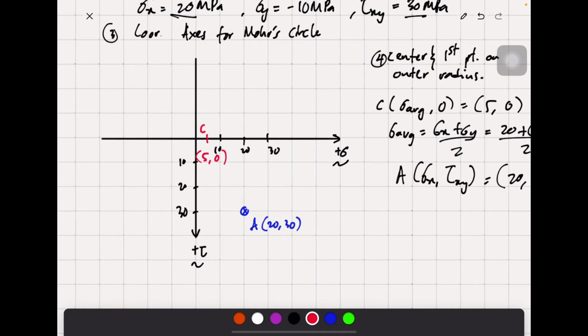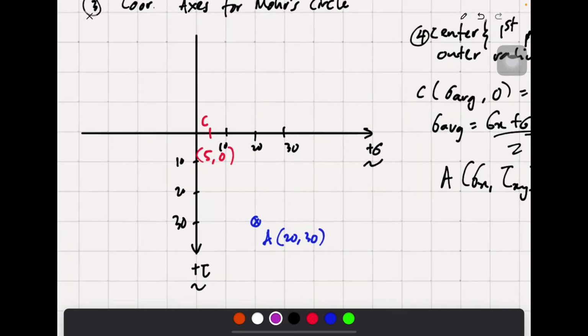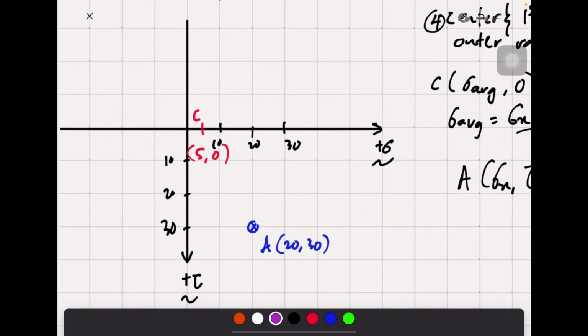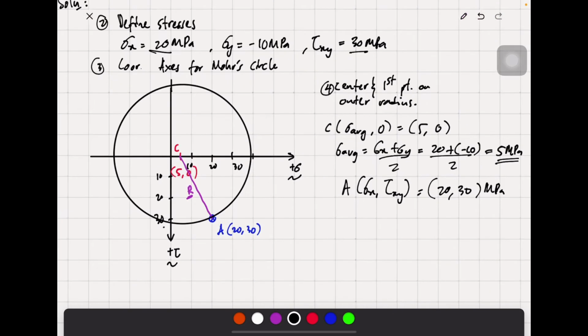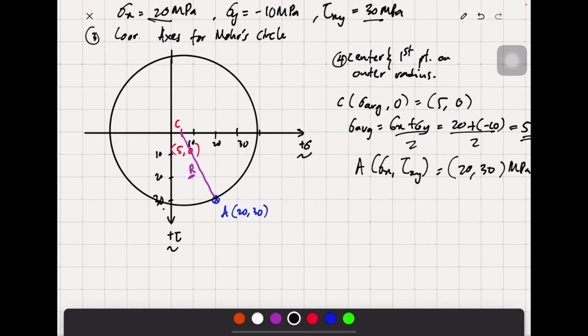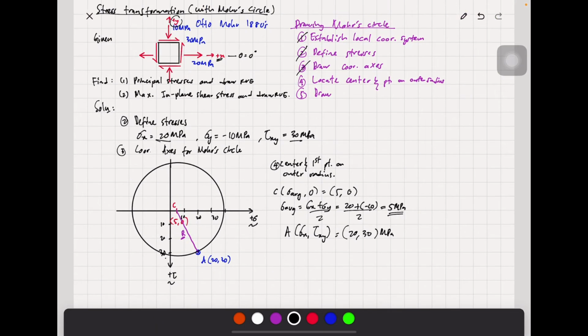So basically, if you have these two points on your chart, you can simply draw a straight line. Of course, this is an estimation. The best way of doing a Mohr circle is by using graph paper. But by using this simple example, we already have the points.